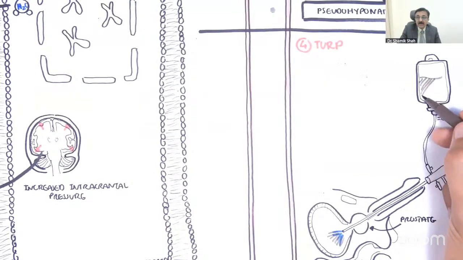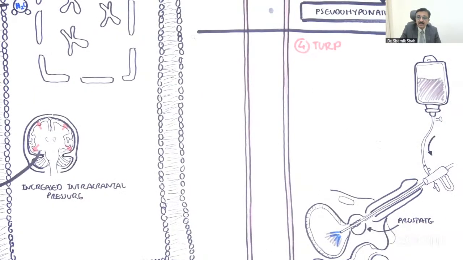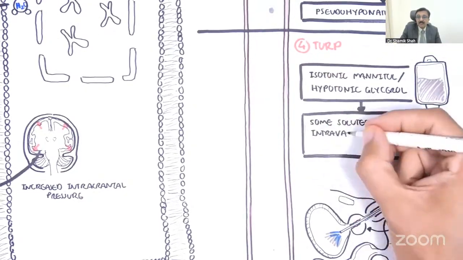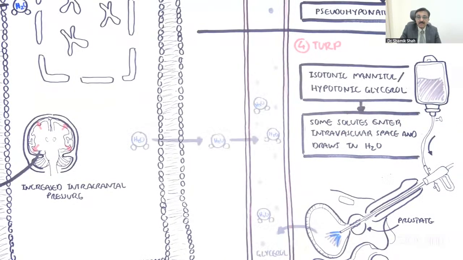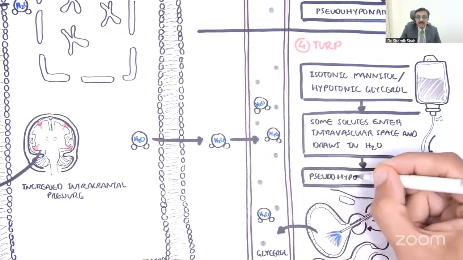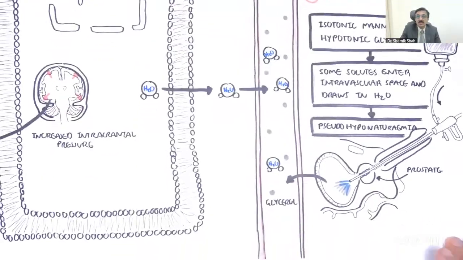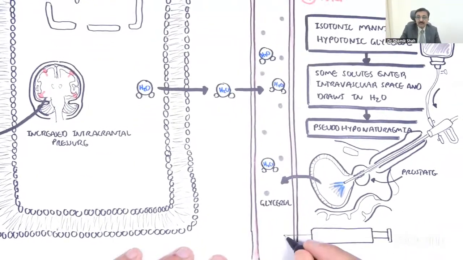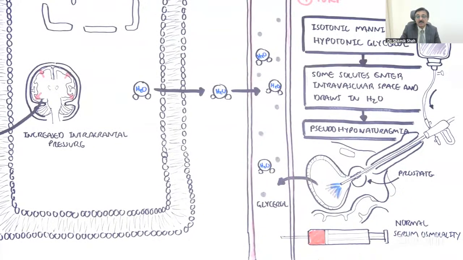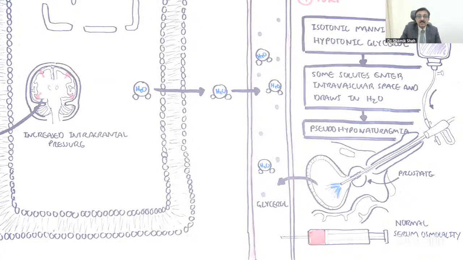Now, this is for bladder irrigation. When glycine is used for bladder irrigation, it also gets absorbed into the intravascular space. And when this gets inside the intravascular space, the glycine also draws water from the interstitium into the intravascular space. So this also causes pseudohyponatremia. And when we look at the serum osmolality in this condition, we will find that the serum osmolality is normal. So these are some of the important causes of pseudohyponatremia.